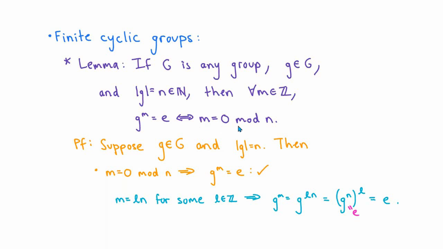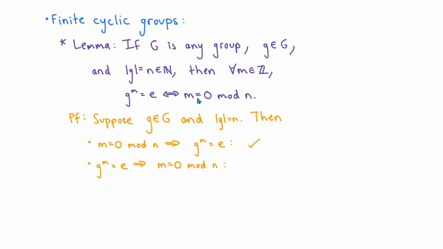That proves that the right-hand side implies the left-hand side. For the other part of this biconditional statement, let's assume that g to the m is the identity element, and use that to prove that m has to be 0 modulo n.